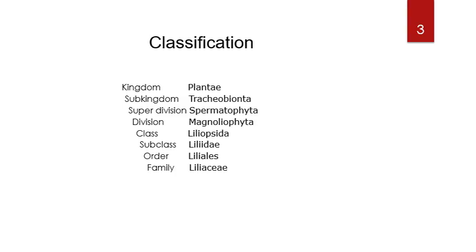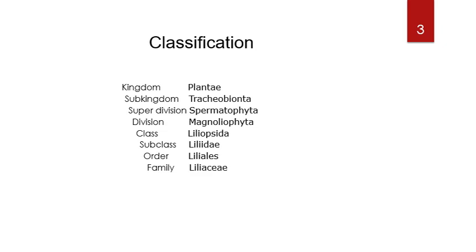So here we have the classification of this Liliaceae family. It belongs to the kingdom Plantae. It has a relevancy with the subkingdom Tracheobionta. It means these are vascular plants. The superdivision of this Liliaceae family is Spermatophyta. So these plants are seed plants. It belongs to the division Magnoliophyta.